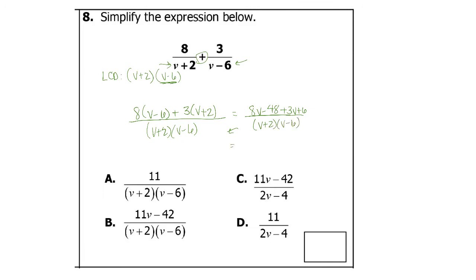Now we need to collect our terms. So we're going to have 11v. And then we'll have minus 42. And that's all over v plus 2 times v minus 6. And that should be answer choice. Looks like it's going to be answer choice B.